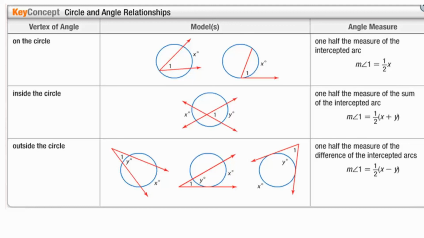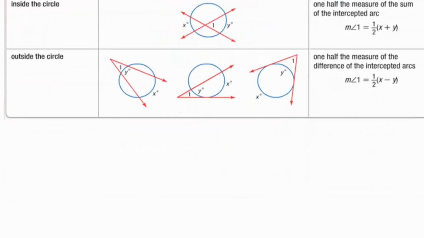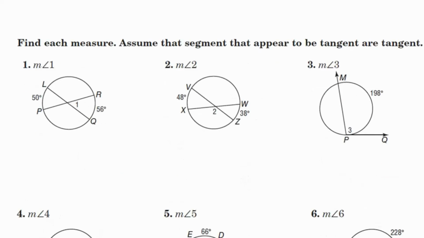The next picture on the handout gives us the different circle and angle relationships. It's a good picture to have in mind and a way to make your flashcards from. There are a couple problems that I gave you as practice problems that I would like to go over.